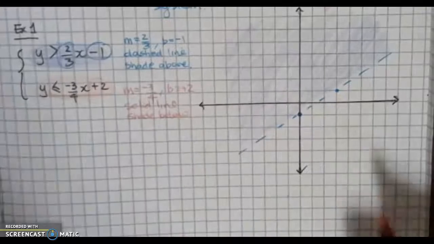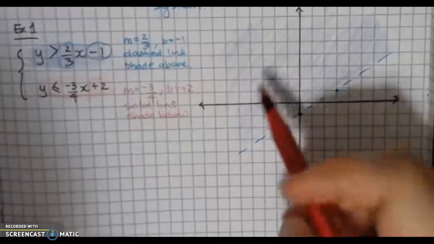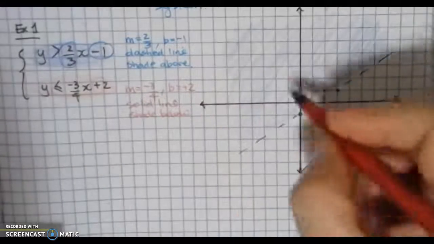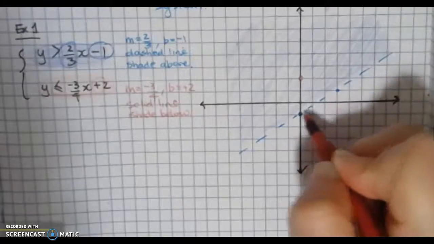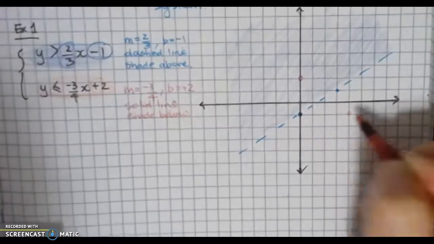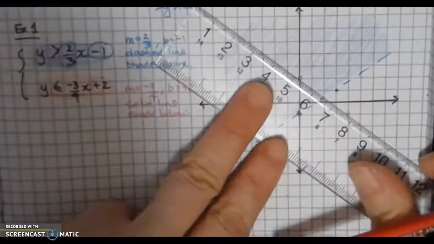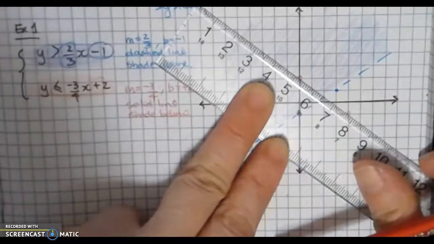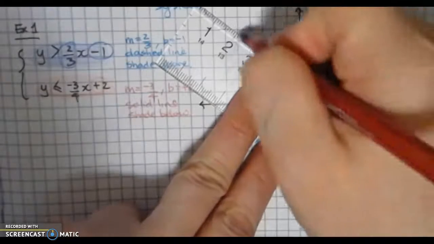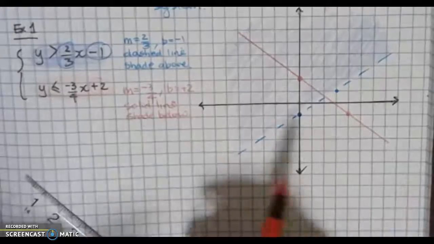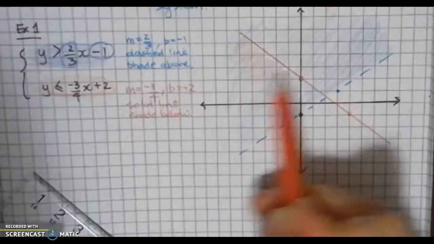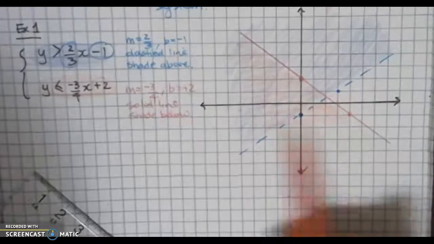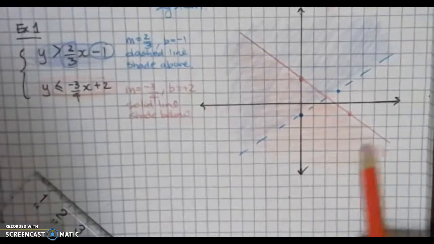Okay, now that we figured this out, let's graph it. We start at the y-intercept of 2. This time, negative 3 over 4 tells me I need to go down by 3 and to the right by 4. And now I am told I should be doing a solid line, we've already figured that out. And I need to shade below, so I'm going to shade with my red.